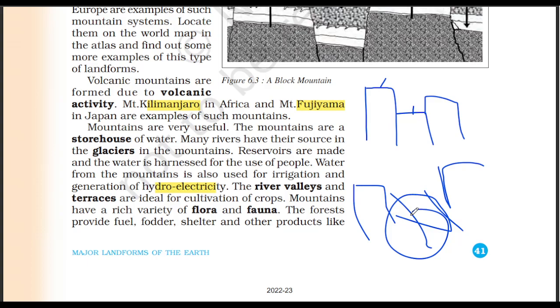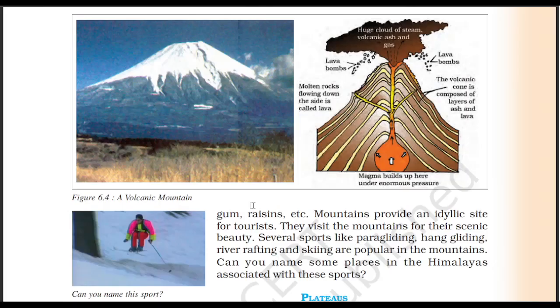Mountains have a rich variety of flora, fauna, and forest, which provide fuel, fodder, shelter, and other products like gum, grass, resin, etc. Mountains provide an idyllic site for tourists. They visit the mountain for their scenic view.